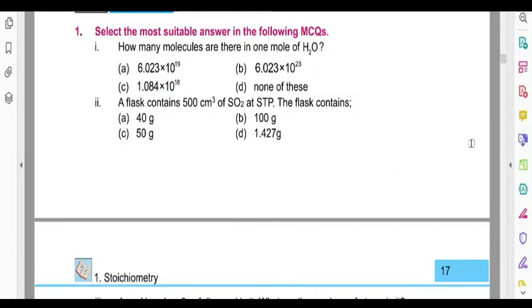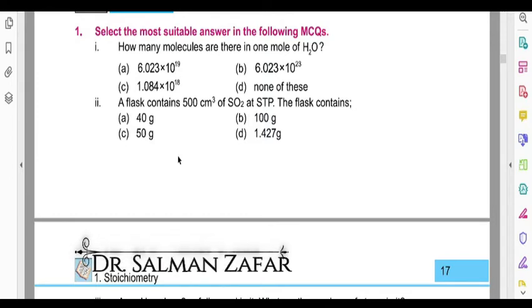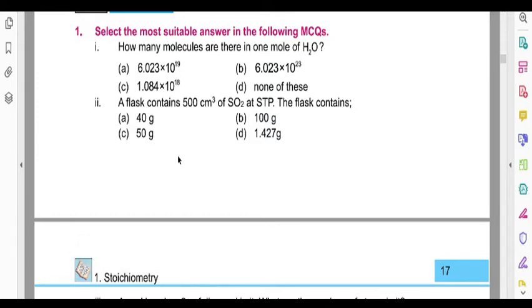So here we are with the first question. Select the most suitable answer in the following MCQs. So these are some of the MCQs given, and we will solve all of them one by one.